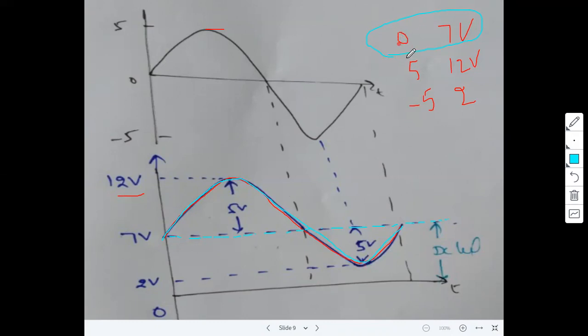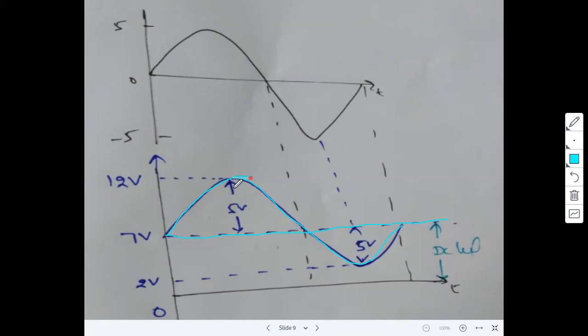The first thing is, when Vi is equal to 0, output is equal to 7 volts. Draw this line, one DC line, output equal to 7 volts. Based on this reference DC voltage, now we have to draw the sinusoidal signal. That's it. Now observe the peak level here.